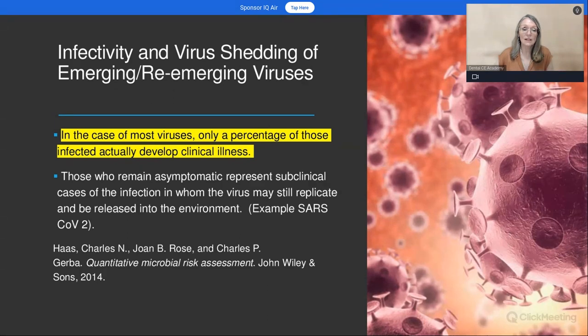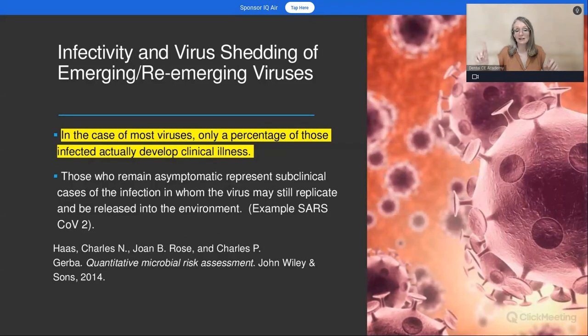So in the case of most viruses or viral infection, only a percentage of those infected actually develop clinical illness, which is part of a problem with SARS-CoV-2. We have folks out there that are infected and they don't know it, and we're not testing anymore, and these people are going to work.